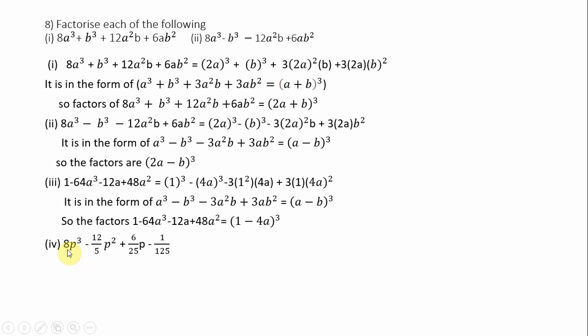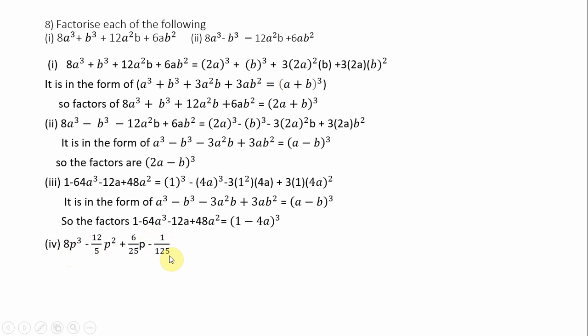This is also very easy. This is a cube term, (2p) whole cube, and this is your b cube term. Understand? Wherever you have a square, you need not look at the cubic. And 6 by 25 is not a cubic term. What is the cubic term? 1 by 125 is a cubic term. So here you can take it as (2p) whole cube, and here you can take it as (1 by 5) whole cube.